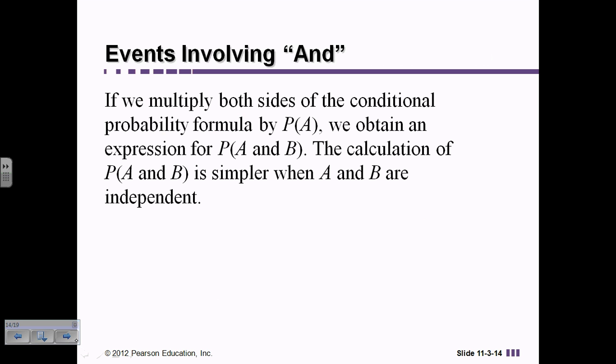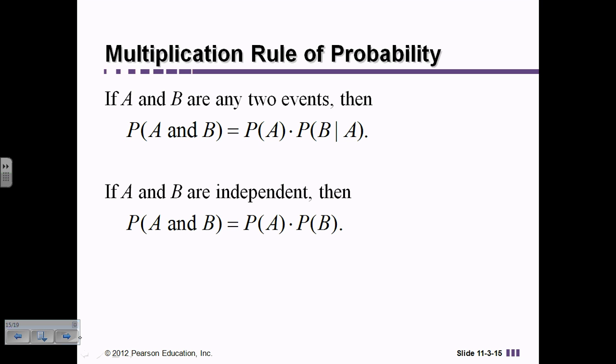Okay, so if we multiply both sides of the conditional by the probability of A, we obtain the expression for P(A and B). And the calculation is simpler when the events are independent. So let's look at what I mean by this. We just made the comment a minute ago that the probability of B given A equals the probability of B if the events are independent.